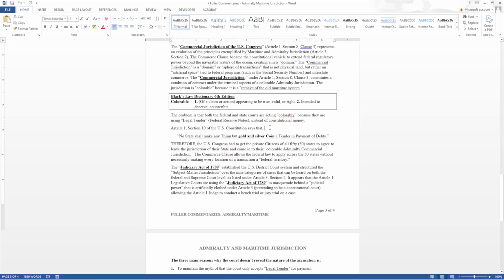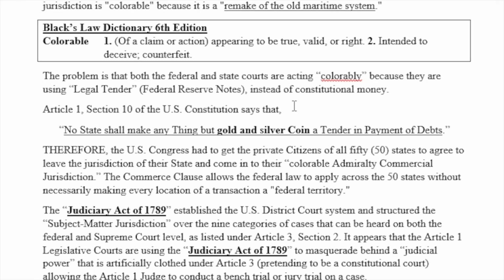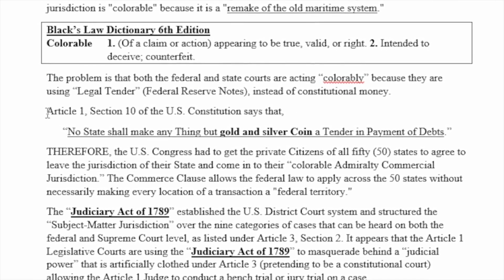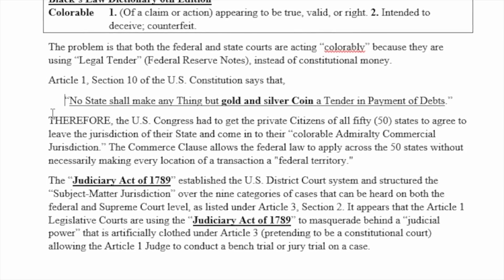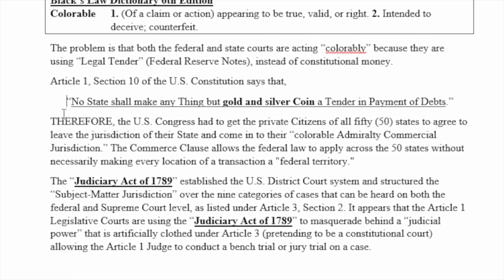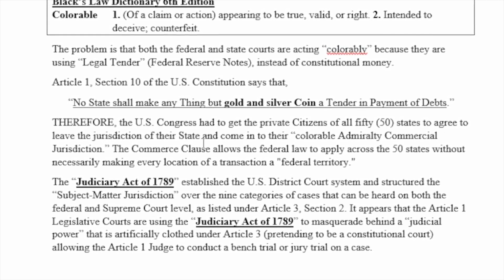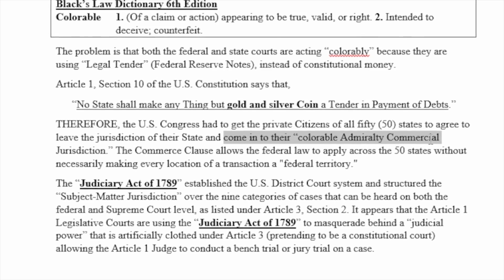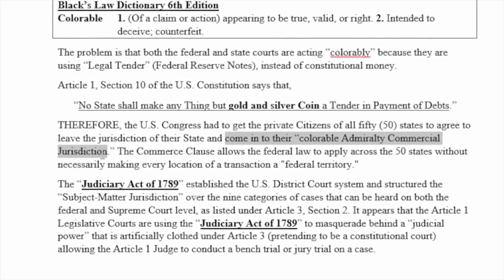But the reason that the jurisdiction of Congress is colorable is also because they're using fake money. Fiat money. It's not real money. Real money is gold and silver. Article 1, Section 10 proves that. We don't need to confirm it anywhere else. That is a fact. Therefore, the U.S. Congress had to get the private citizens of all 50 states to agree to leave their jurisdiction from their state and come in to their colorable Admiralty commercial jurisdiction.